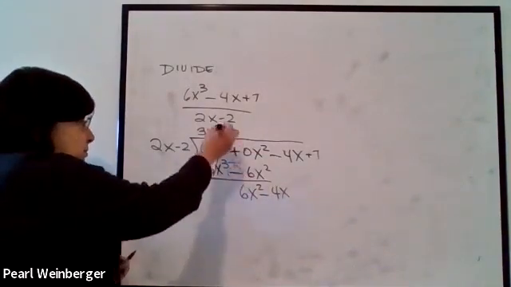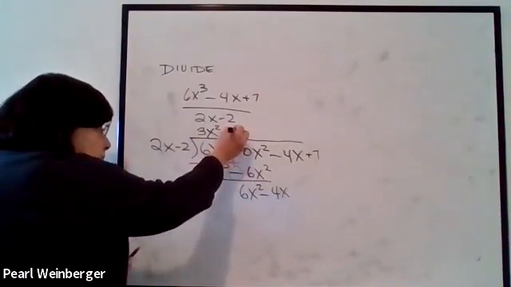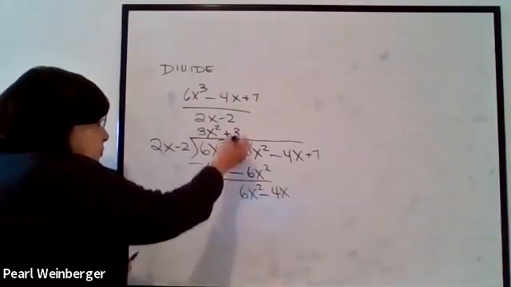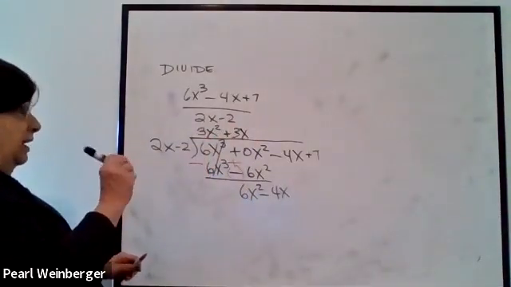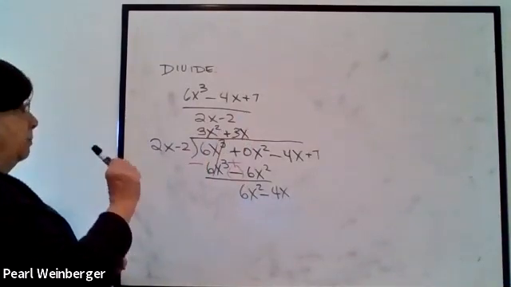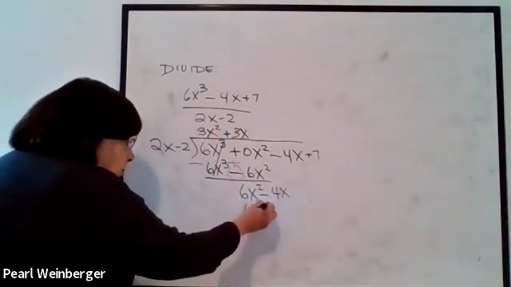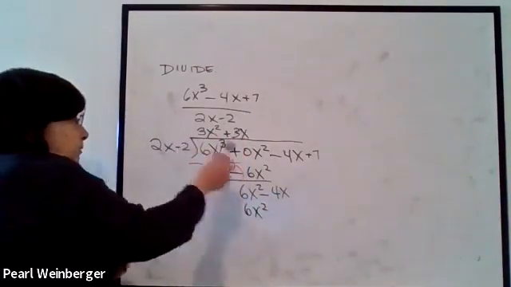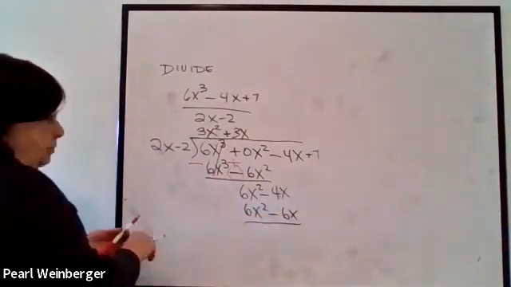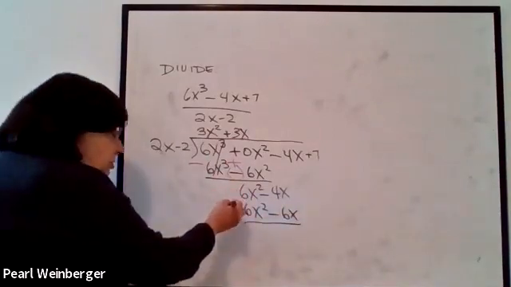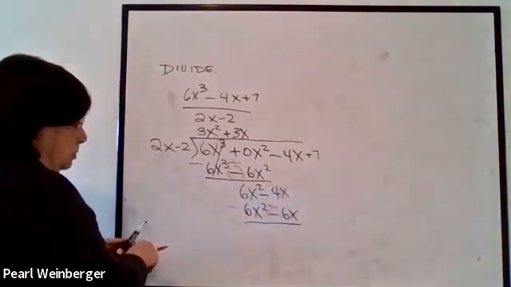2 into 6 is 3. x into x squared is x. So 2x into 6x squared is 3x. I take that 3x I just put on top and multiply by it. 3x times 2x is 6x squared. 3x times negative 2 is minus 6x. And again, I'm going to be subtracting, so this is going to become a negative, and this is going to become a positive.